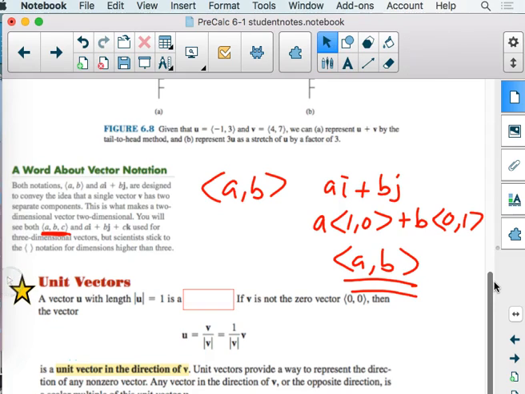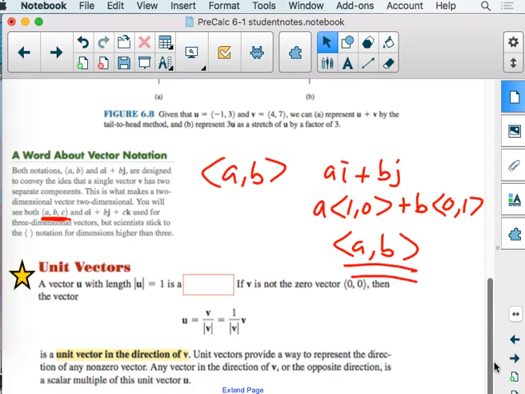All right. Oh, and it does say here, scientists stick to our component form notation for dimensions higher than 3, because usually if they're going 3 or 4 dimensions and using time as a dimension, they're going to do math with it. And so component form is much easier to use when you're doing that.